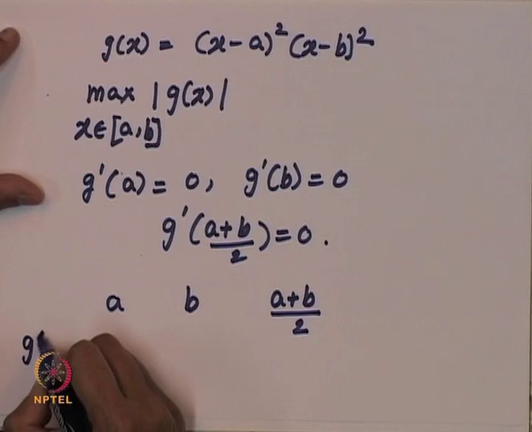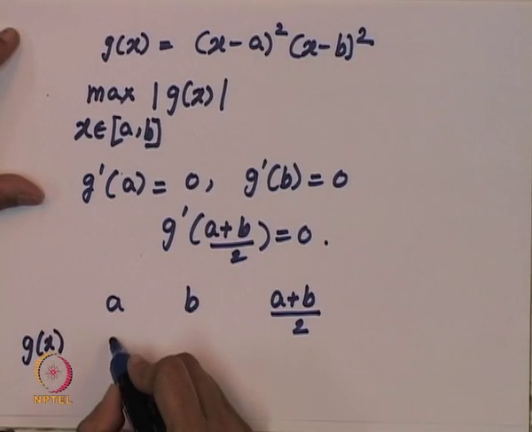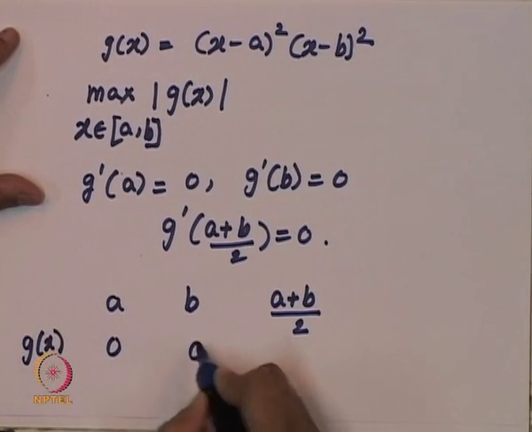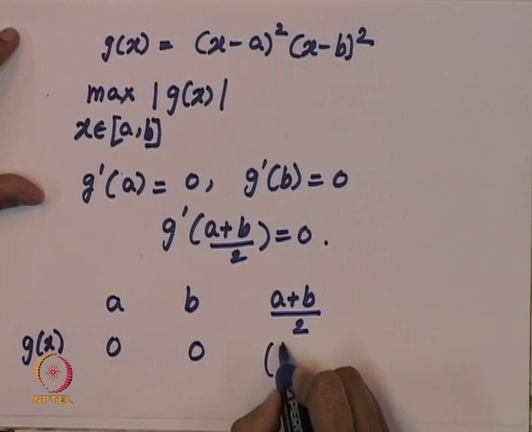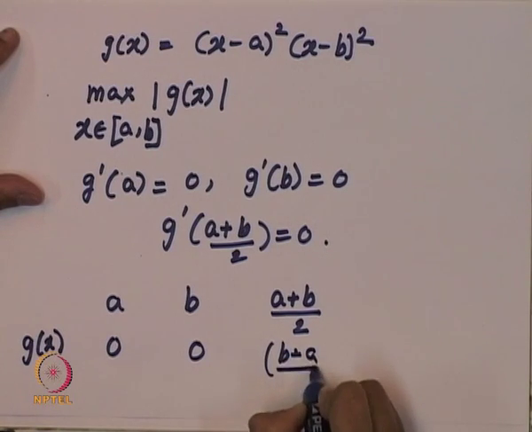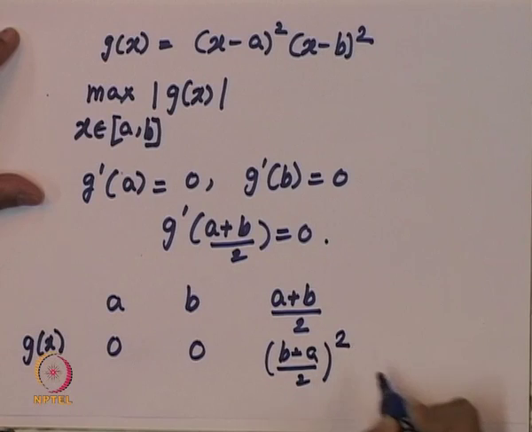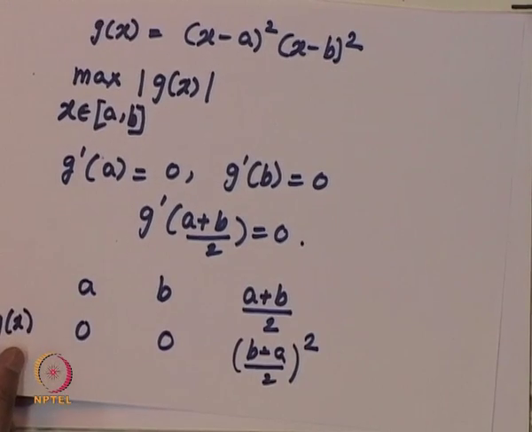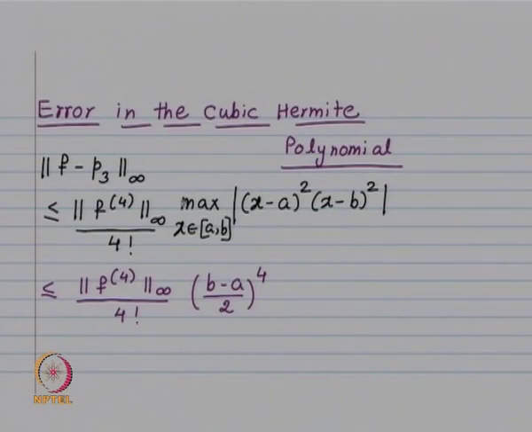So, when I look at g(x), g at a will be 0, g at b will be 0, and g at (a+b)/2 will be ((b-a)/2) squared, and hence we will have the error in the cubic Hermite polynomial to be less than or equal to the norm of f^(4) in infinity norm divided by 4 factorial into ((b-a)/2) raised to 4.